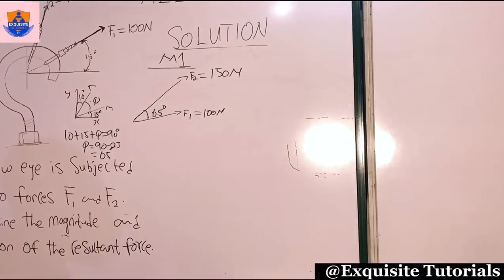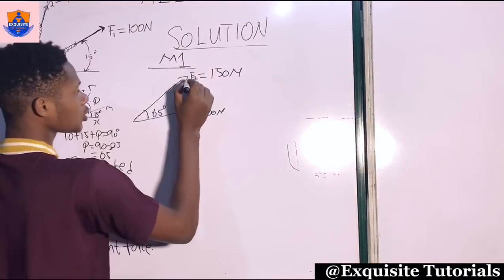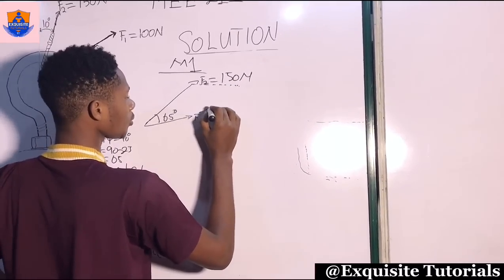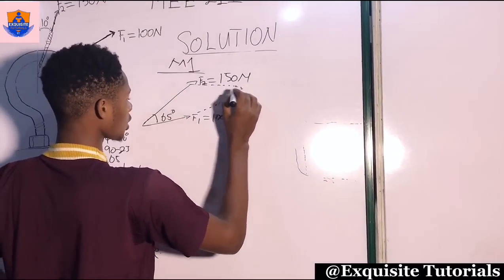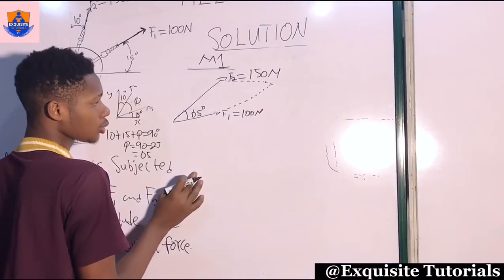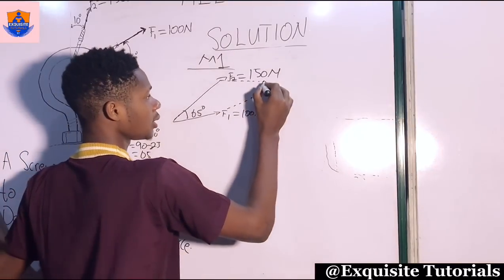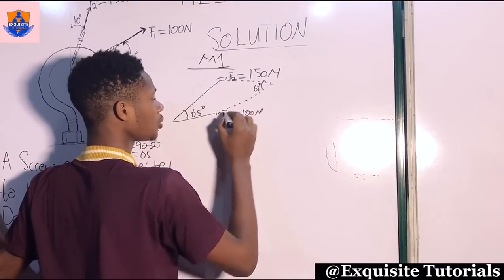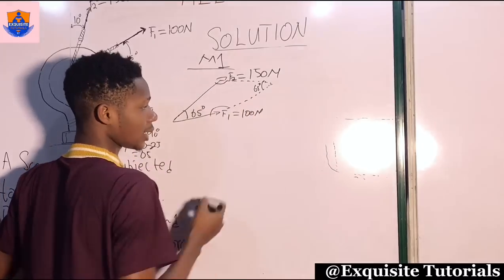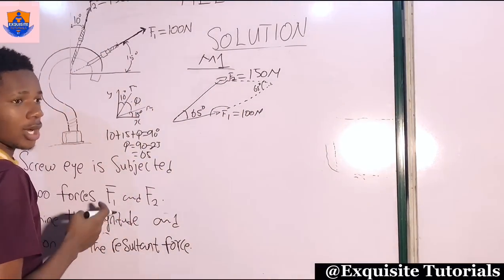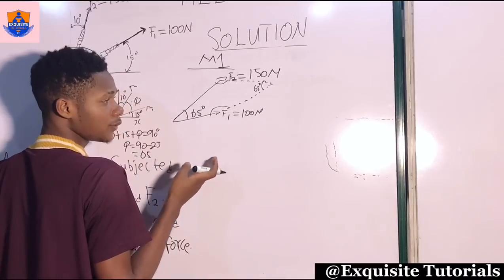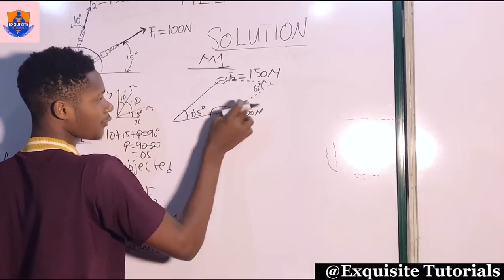Next thing we're going to do is complete the parallelogram. So I'm going to be having something like this. We know for a parallelogram, opposite angles are always equal. So if we're having 65 degrees here, it will be 65 degrees here as well. Now, if we want to get the angle here, which is also the same as the angle here, it is very easy. We apply geometry. The sum of the angles here has to be 360 degrees, of course, because we're having a quadrilateral.